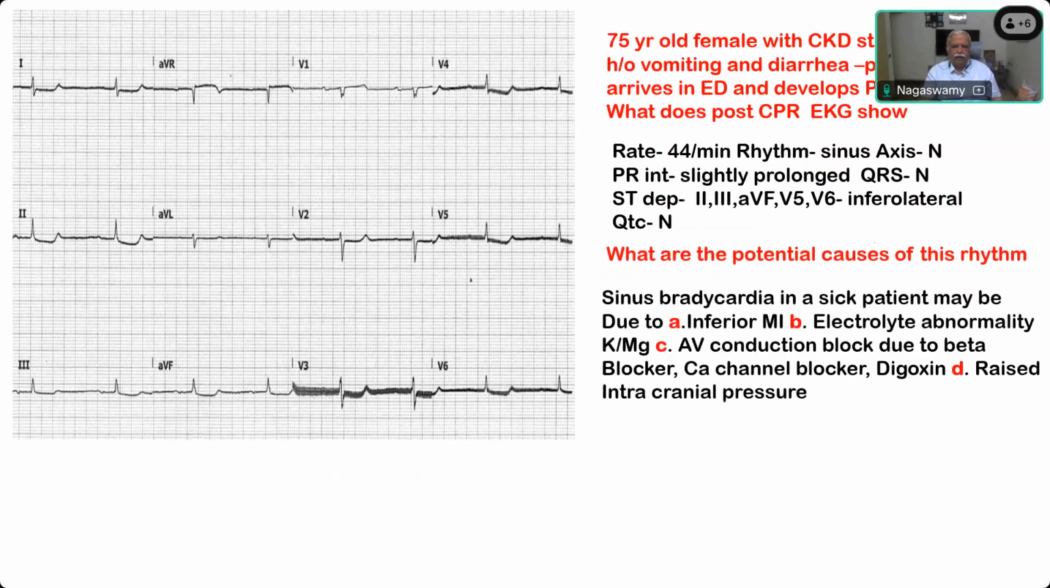Sinus bradycardia in a sick patient may be due to inferior MI, electrolyte abnormalities of potassium and magnesium, or AV conduction block due to beta blocker, calcium channel blocker or digoxin, and raised intracranial pressure. This is mainly a sinus bradycardia in the sick patient. What is the diagnosis in this patient? Is it due to inferior MI or electrolyte abnormality or AV conduction block? Since he has a history of vomiting and diarrhea, probably electrolyte abnormality.